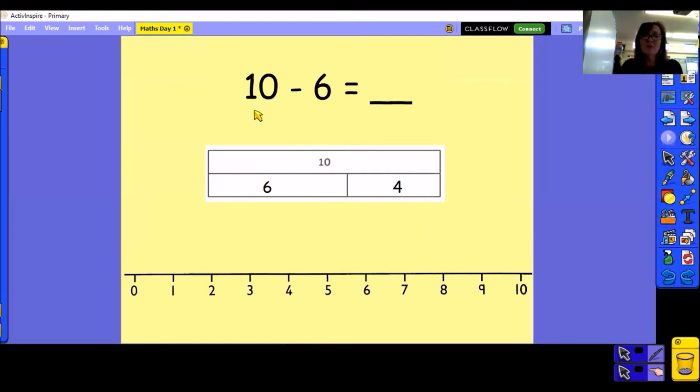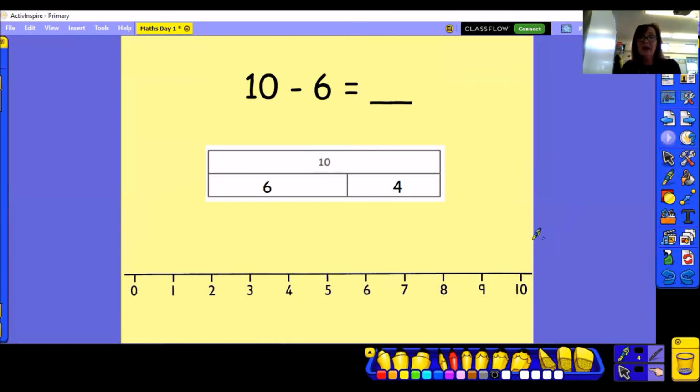So we have got a number problem here, a number sentence that says 10 take away 6 equals, or we could have said 10 subtract 6 equals. Now I could use my pen, I could start on 10, I could jump back, very wibbly wobbly, 6 places, but it takes quite a long time. I could also use my fingers to do it, but do you know what? If I know my number bonds, I can use the bar method.